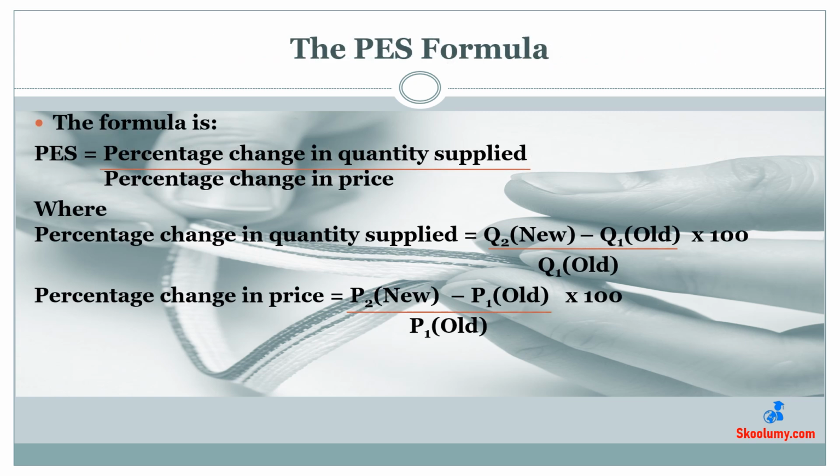The formula for the price elasticity of supply is percentage change in quantity supplied divided by percentage change in price. Percentage change in quantity supplied is calculated as new quantity, Q2, minus old quantity, Q1, divided by old quantity, Q1, times 100. Percentage change in price is calculated as new price, P2, minus old price, P1, divided by old price, P1, times 100.